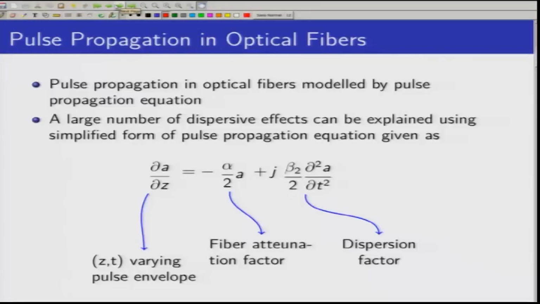In the upcoming slides, we will see what the dispersive effects on a pulse propagating in optical fibers are. To start with, we will try to model the pulse propagation by using the pulse propagation equation. A large number of dispersive effects can be explained using a simplified form of the pulse propagation equation given as this equation. Here A is the time varying as well as distance varying pulse envelope, while the next term is the fiber attenuation factor, and the third term takes care of the dispersion factor. So, the attenuation as well as the dispersion factor get modeled into the pulse propagation equation.